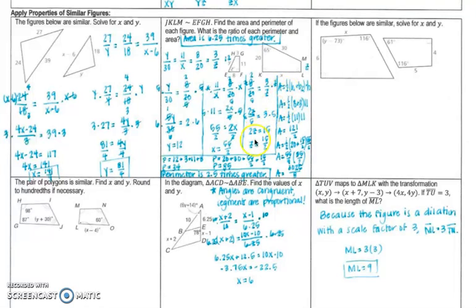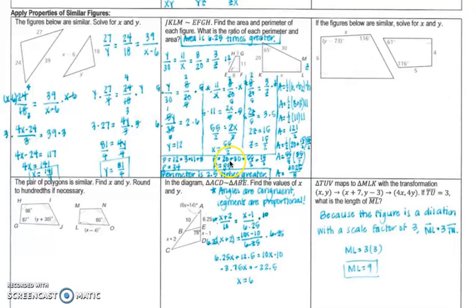Then, I have to do perimeter. Okay, so the ratio of each perimeter. Perimeter is just adding all of your sides together. So I have 12, 3, 11, and 8. That's what I found for quadrilateral EFGH. Okay, and that gave me a perimeter of 34.